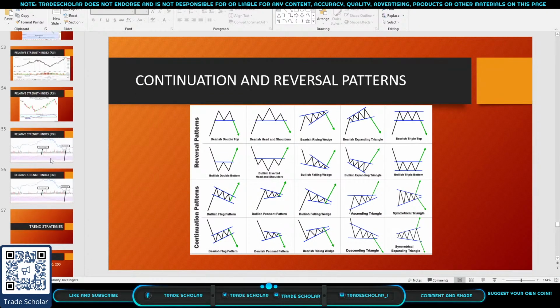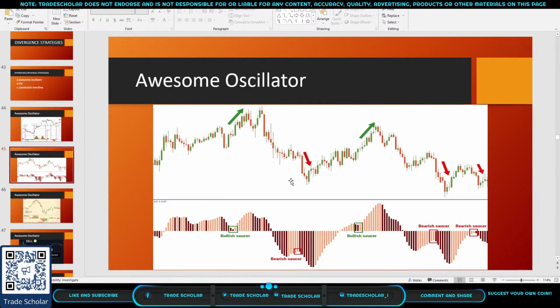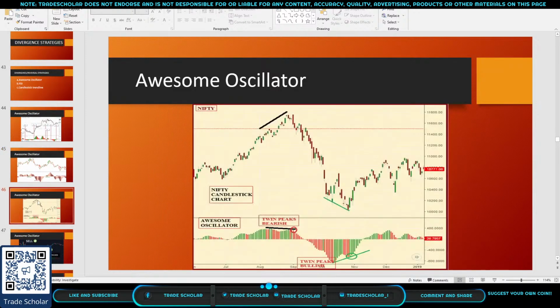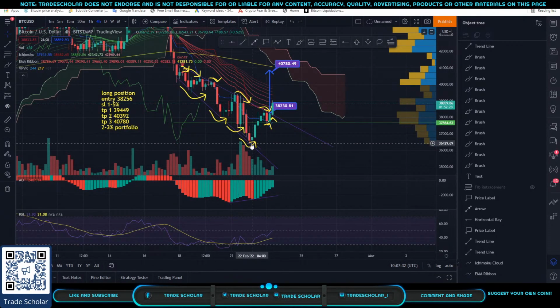Let me show you in our awesome oscillator. So, this is the saucer here. Even though this is lower low, our awesome oscillator is higher low. So it's bullish twin peaks, meaning it's going to change direction to the upside. Same picture here: it went down, but our volume is going up, so we can expect a change direction to the upside.